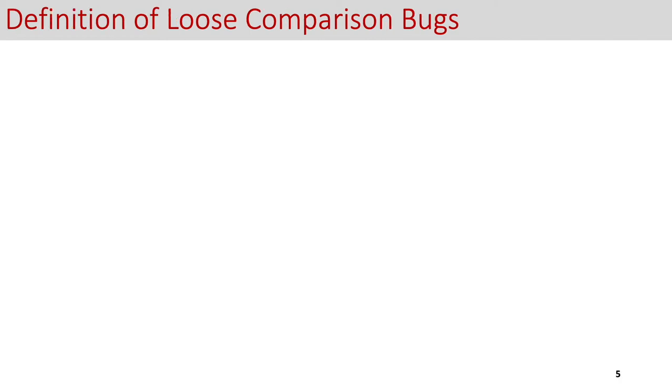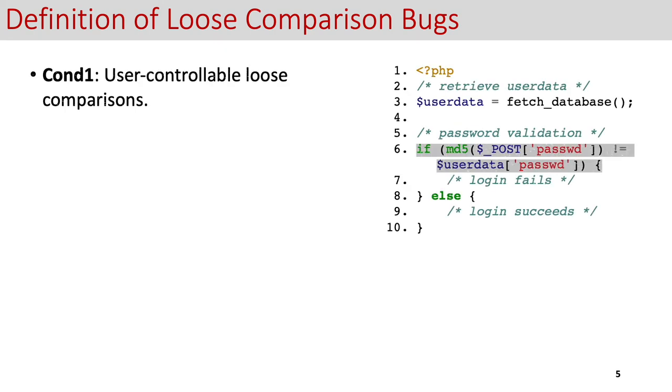With the empirical understanding, we summarize the characteristics of loose comparison bugs and formalize the definition. First, as a loose comparison bug, the operand values of the loose comparison operators should be user-controllable. Therefore, the attacker can utilize them for further exploitation.